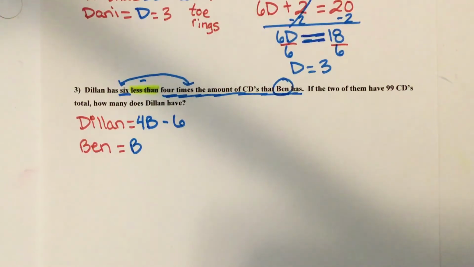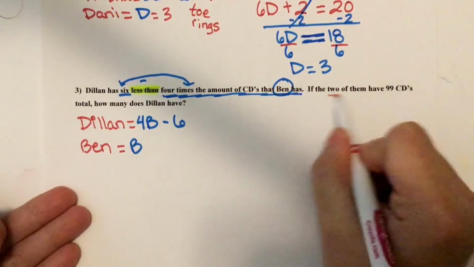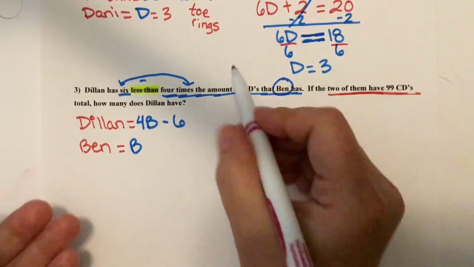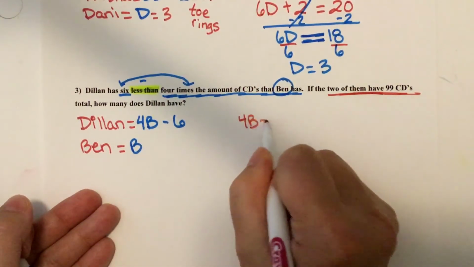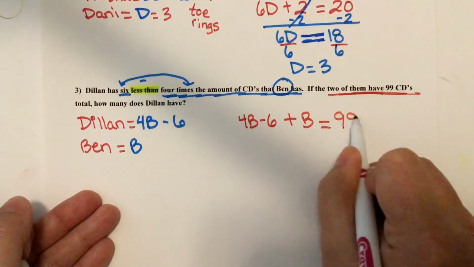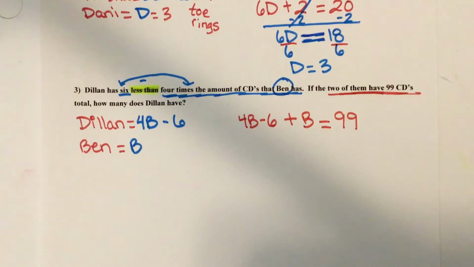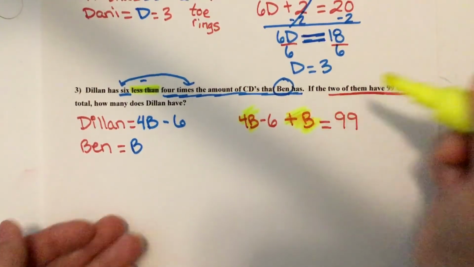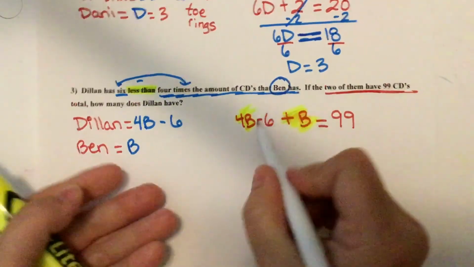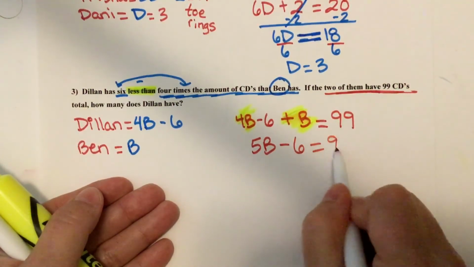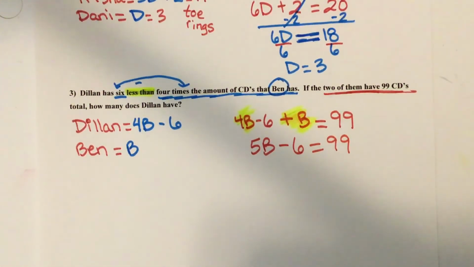Okay, and then it says that the two of them have 99 CDs. So Dylan's amount added to Ben's amount makes 99. So Dylan added to Ben makes 99. All right, there's no parentheses, so nothing to distribute, anything to combine. Yep, the 4B and B. What do you get if you combine those? 5B. Bring down your minus 6. Bring down your equals 99. Now what do you think you would do?